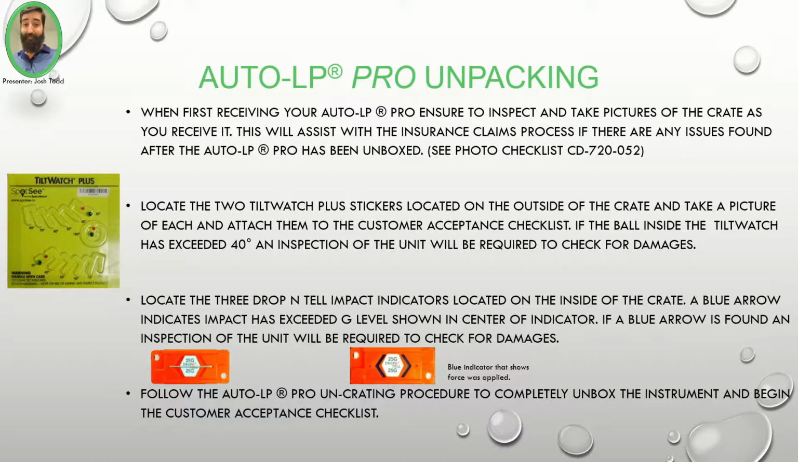Locate the 3 drop-and-tell impact indicators located on the inside of the crate. A blue arrow indicates impact has exceeded the G-force level shown in the center of the indicator. If a blue arrow is found, an inspection of the unit will be required to check for damages. Follow the AutoLP Pro uncrating procedures to completely unbox the instrument and begin the customer acceptance checklist.